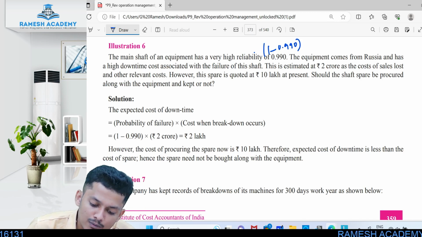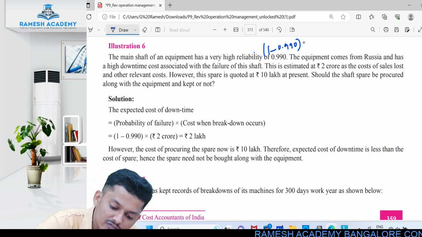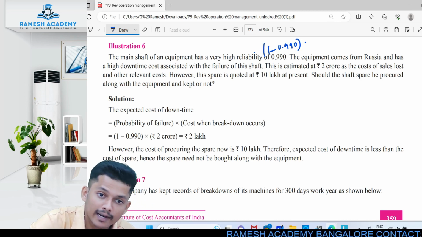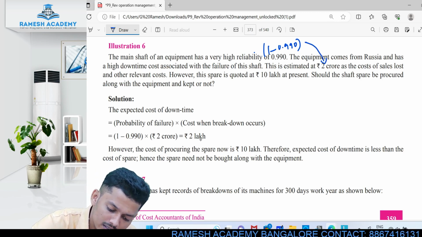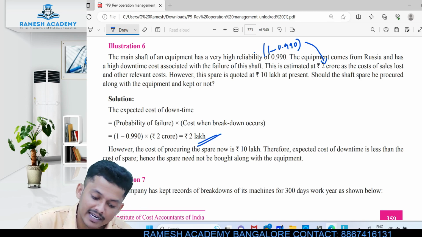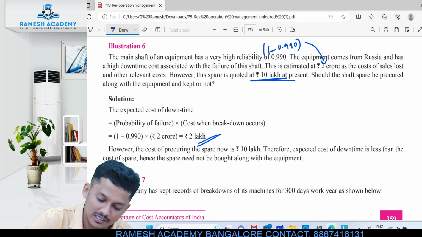And the equipment comes from Russia and has a high downtime cost associated with the failure of this shaft. This is estimated at 2 crores. So that means you have to multiply the failure probability. 1 minus 0.990 into 2 crores, you will get 2 lakhs. Whereas the spare is quoted at 10 lakhs at present.